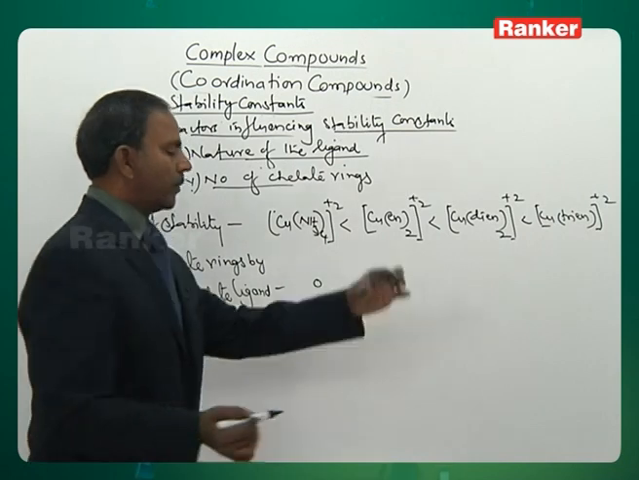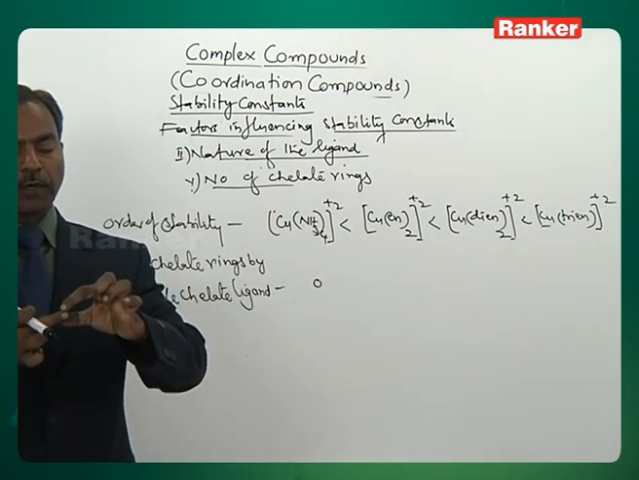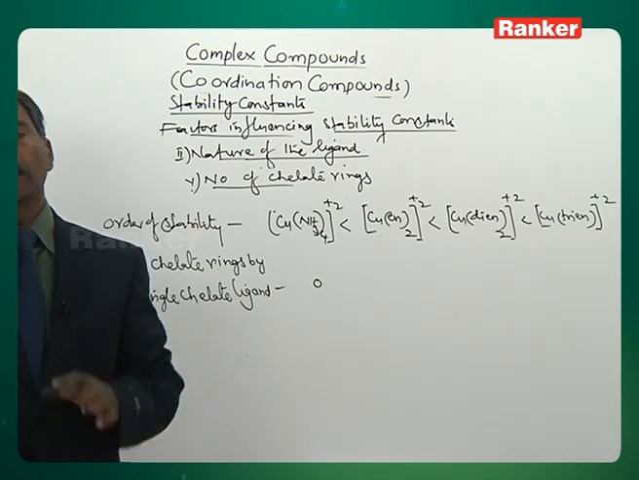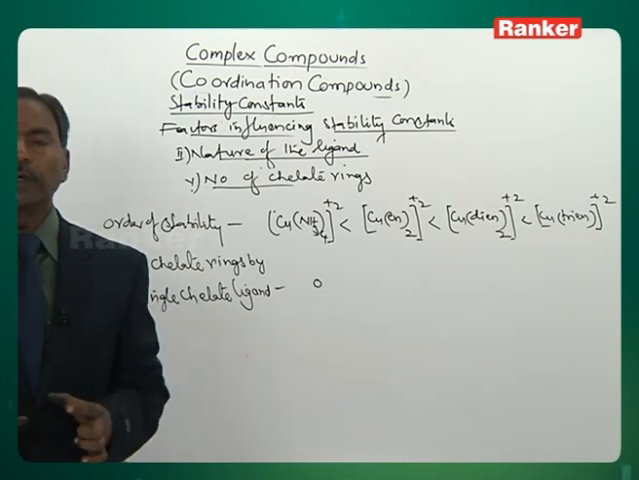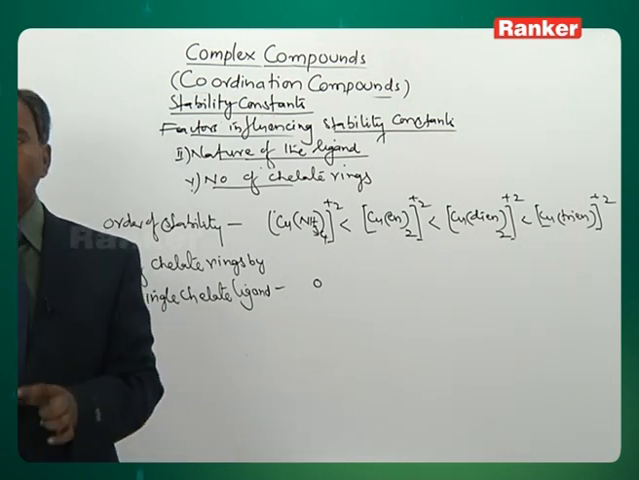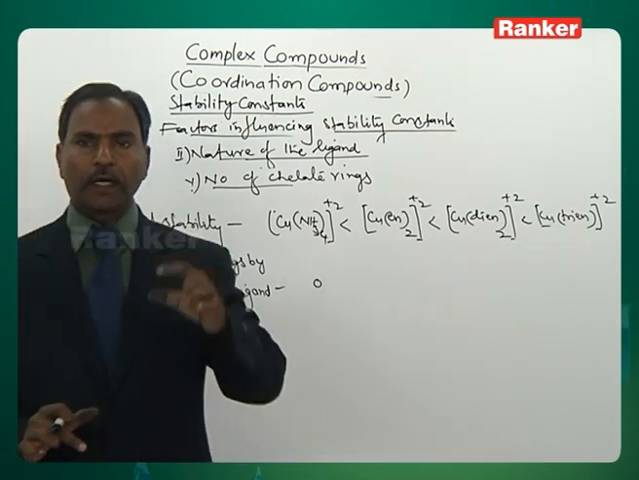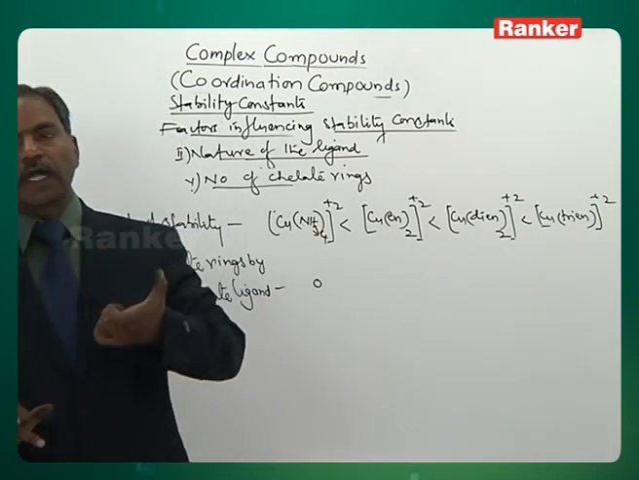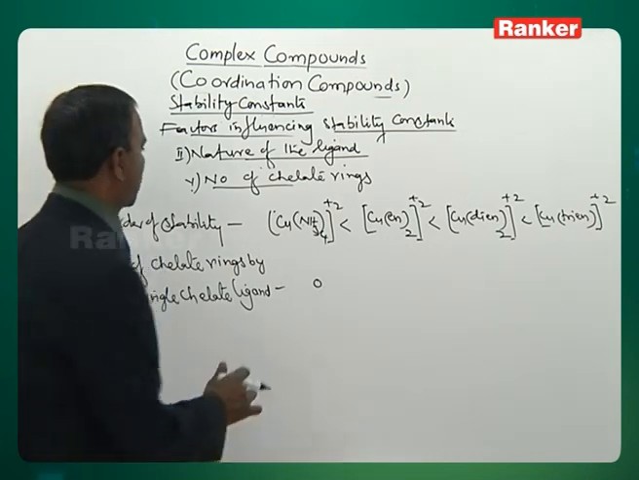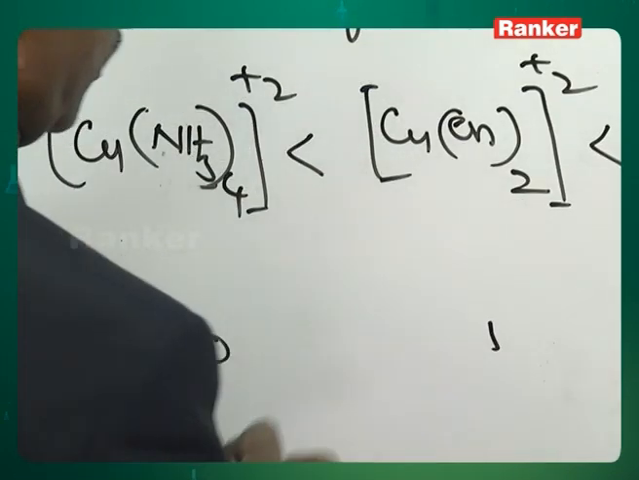But to talk about ethylene amine, 2 donor atoms are there, it can form only one ring. 2 donor atoms, one ring. See, the number of chelate rings by a chelate ligand is equal to the number of donor atoms minus 1. So, ethylene amine with 2 donor atoms can form only one ring.